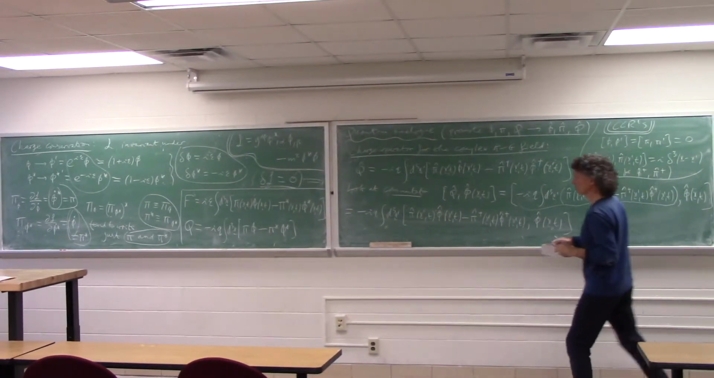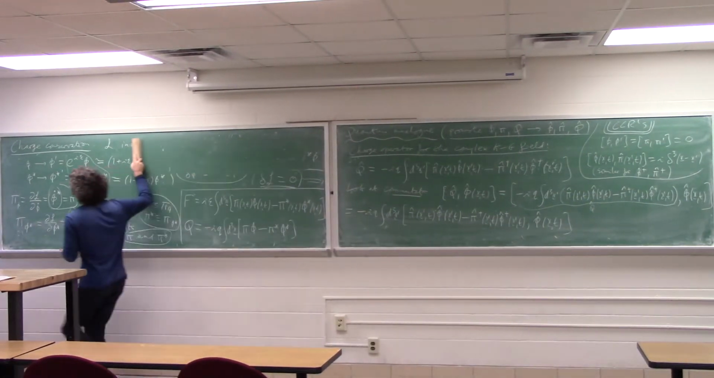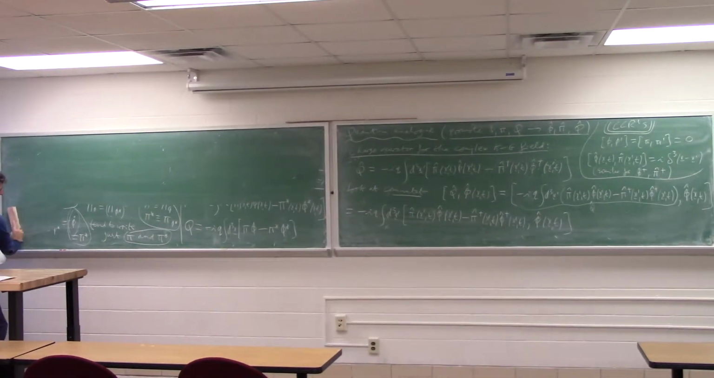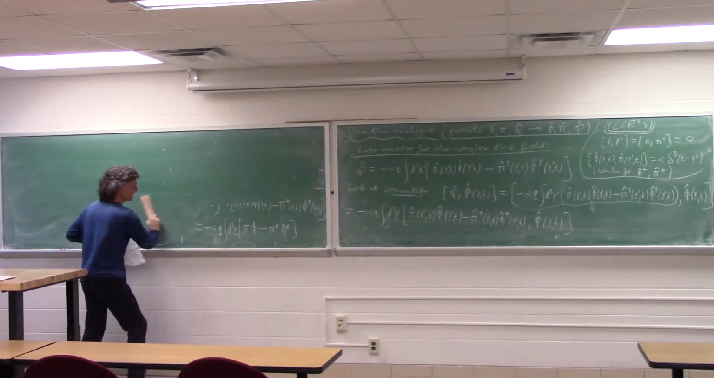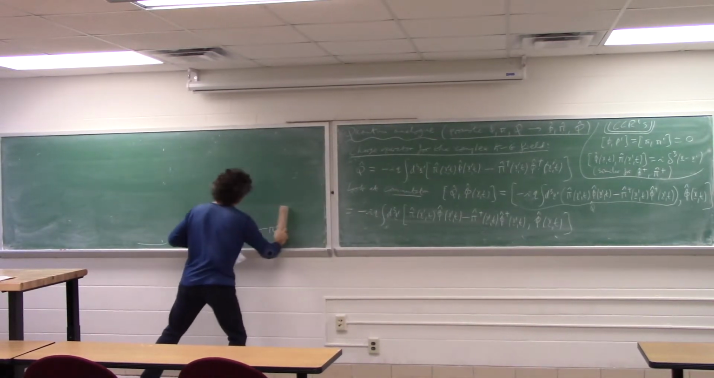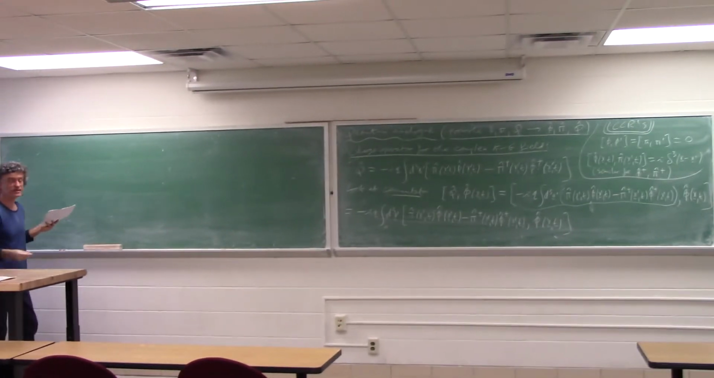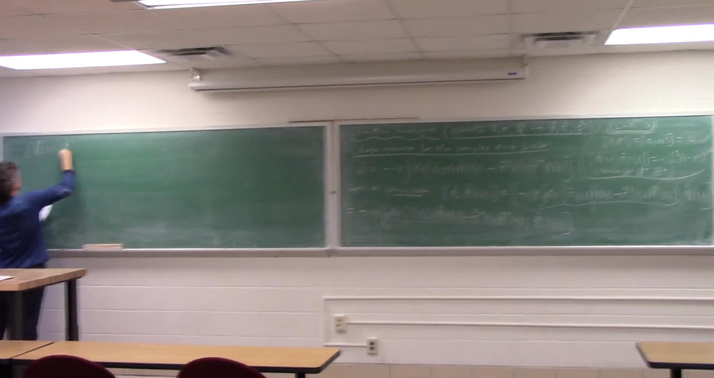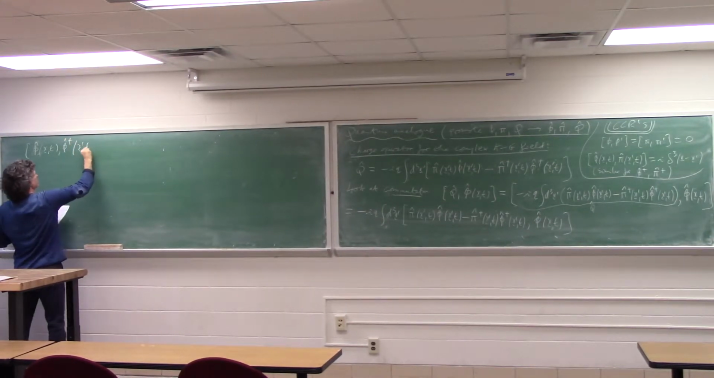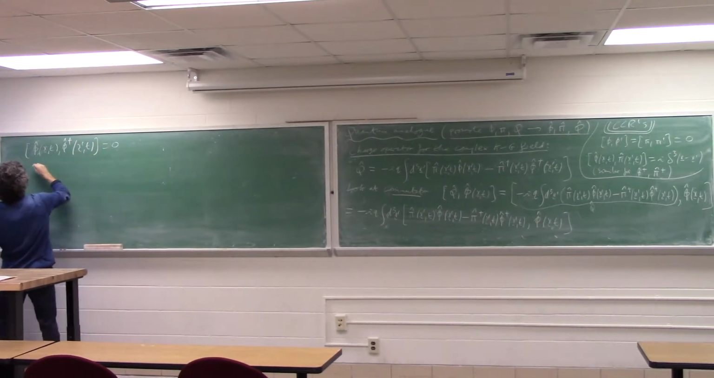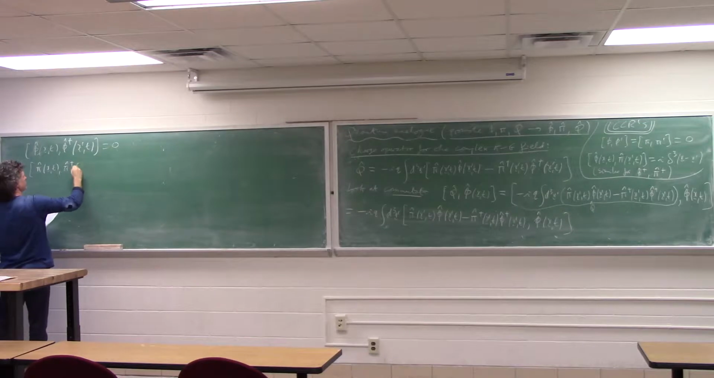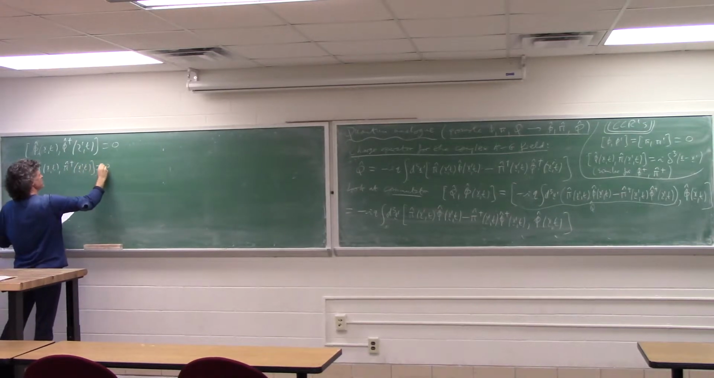Also, I should point out, what about the commutation relation of phi and phi dagger? Well, they're independent fields. Remember, we treat phi and phi star as independent fields. So the commutator of phi and phi dagger is 0.